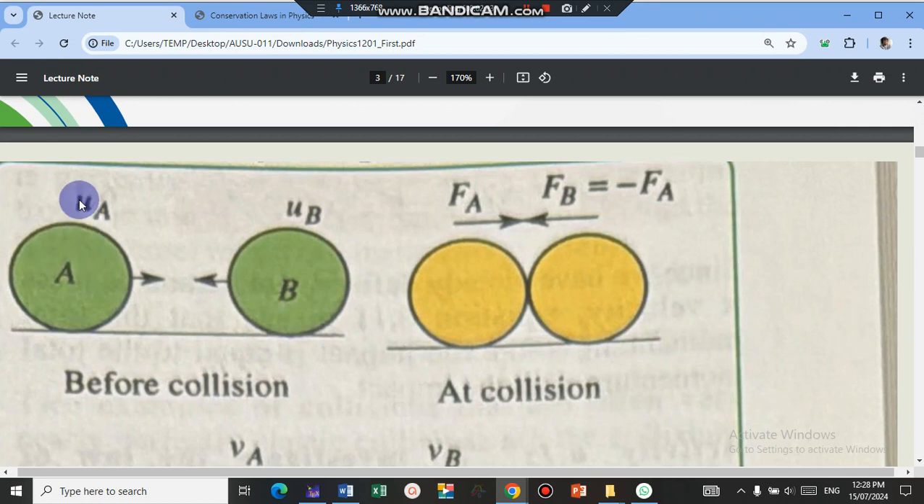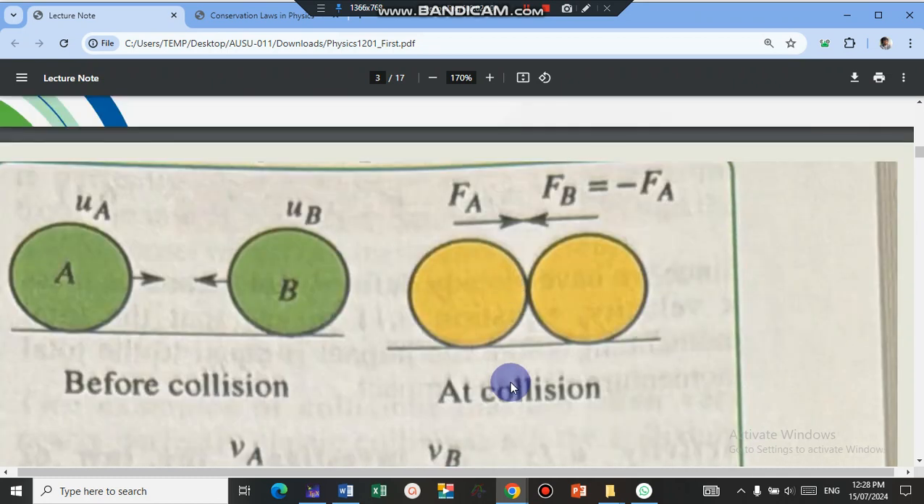This object A has initial velocity u sub A and it moves in the direction of the plus x axis. And then object B has initial velocity u sub B and it moves in the opposite direction. This is before collision, before they hit each other.